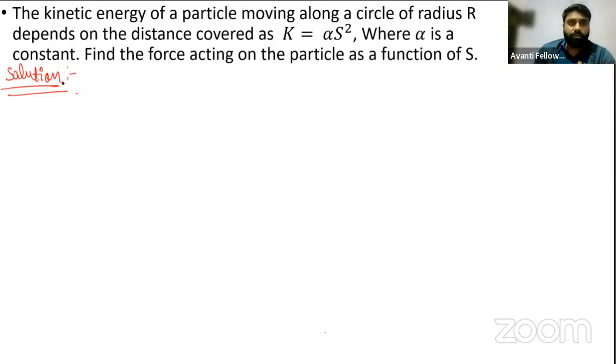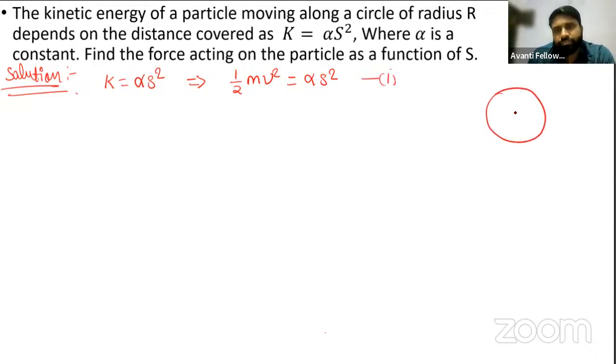So in this question, a relation is being given between the kinetic energy and the distance covered. And that relation is K equals alpha s square. We know that kinetic energy is given by 1 by 2 times m v square, which equals alpha s square. So this is equation number 1. Now, this is a question of circular motion, and we have to find the dependency of force as a function of s.